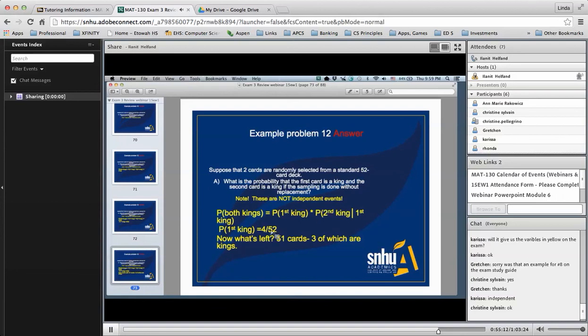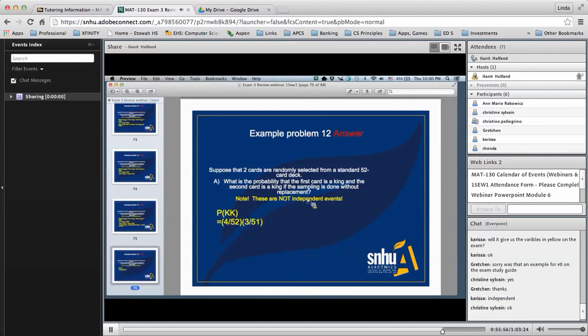So now I'm in that location in my head, where I'm already assuming that I took out a king, so there's only 3 left. Now the probability of the second being a king, with this new information that the first one was a king, is just 3 kings left out of a total of 51 cards left. So the probability of them both being a king is I just have to multiply: 4 out of 52 times 3 out of 51. This one reduces to 1 out of 13, this one reduces to 1 out of 17, so you get 1 out of 221, which is about 0.005, or 0.5%.